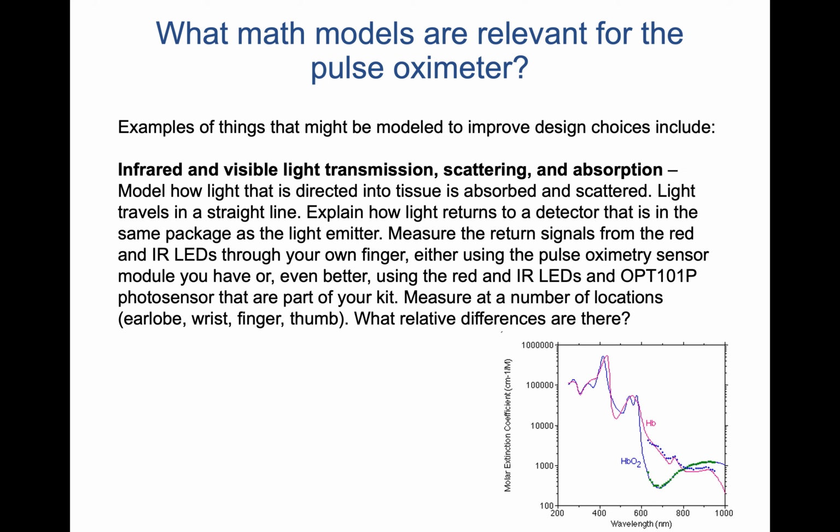Measure the return signals from the red and IR LEDs through your own finger, either using the pulse oximetry sensor module you have, or better yet, use the IR LEDs and the OPT101 photosensor that are part of your kit. Measure at a number of locations. Measure your earlobe, your wrist, your finger, your thumb. What's the difference?